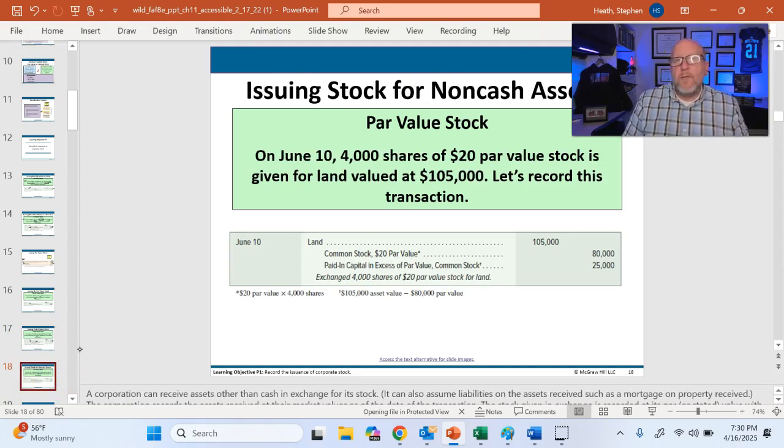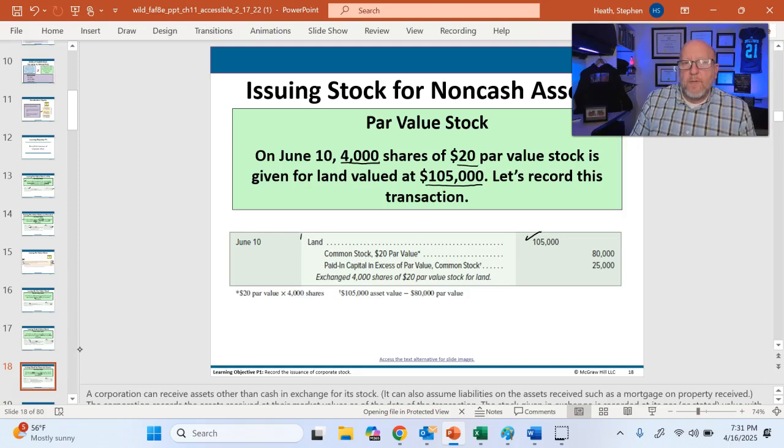Just like we issued for cash, we could issue for something other than cash, right? So I can contribute land to a business and in exchange receive stock. So in this particular example, I am contributing $105,000 worth of land, and so we would debit land, 105,000. And again, we're receiving in exchange 4,000 shares, and every share has a $20 par value.